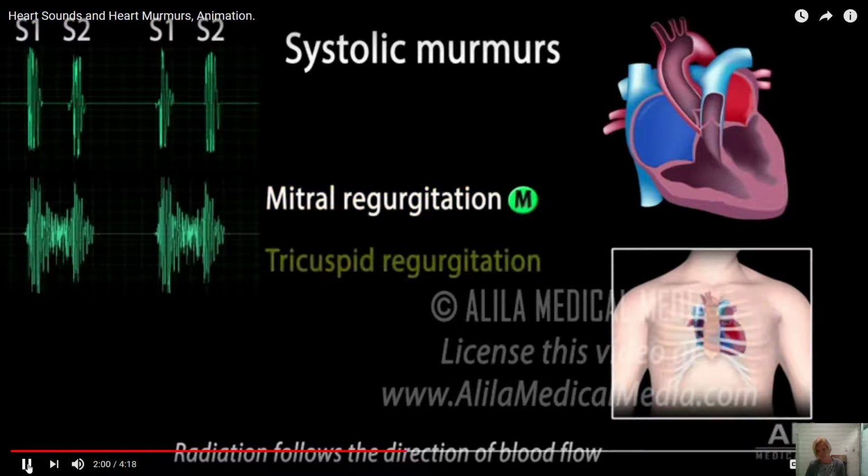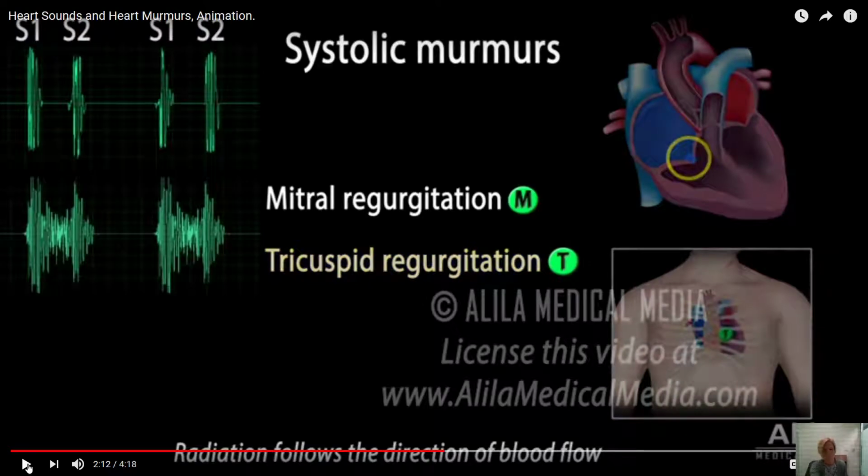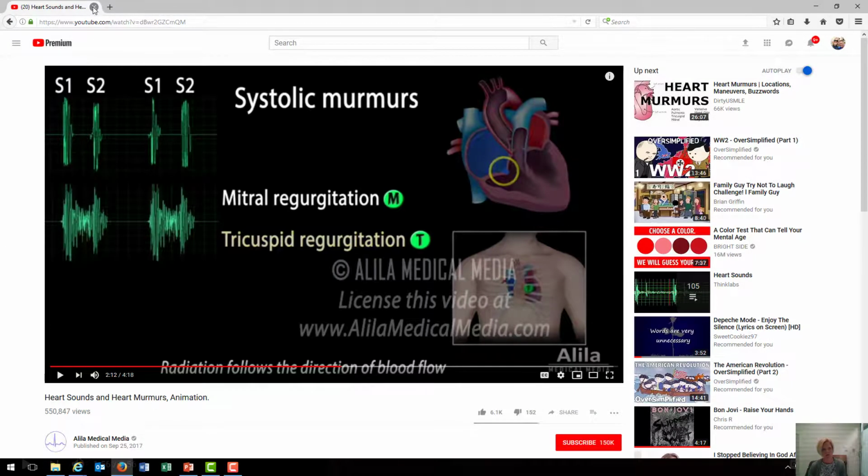On the other side of the heart, a tricuspid valve regurgitation has similar timing and shape, but is loudest in the tricuspid area, and the sound radiates up along the left sternal border. So the mitral valve regurgitation is the most common, and that's what you're probably going to have some experience with. Maybe you know somebody that has that particular murmur. It's very common. So we're going to go back to our PowerPoint now.